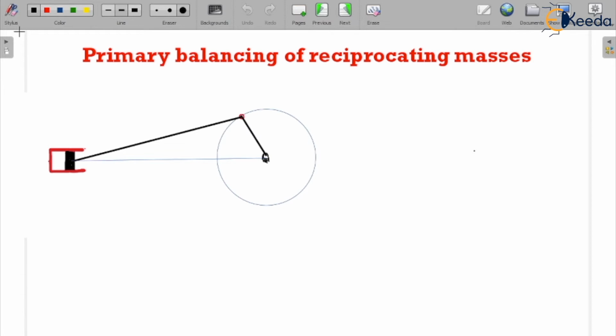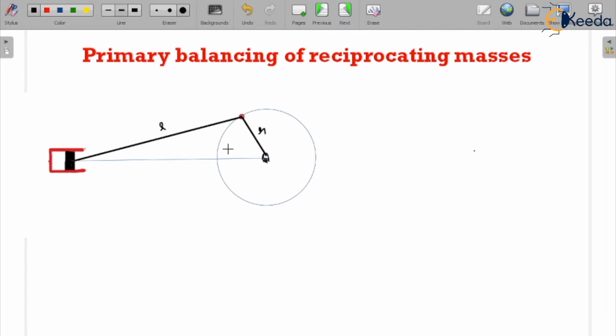So we have considered this mechanism. Basically, this is known as a single slider crank mechanism. In this mechanism, there is a crank which has the radius r, and it has the connecting rod of length l, and we know that this is the inner dead center, or you can say this is called the line of stroke. So I'm considering this as the line of stroke.